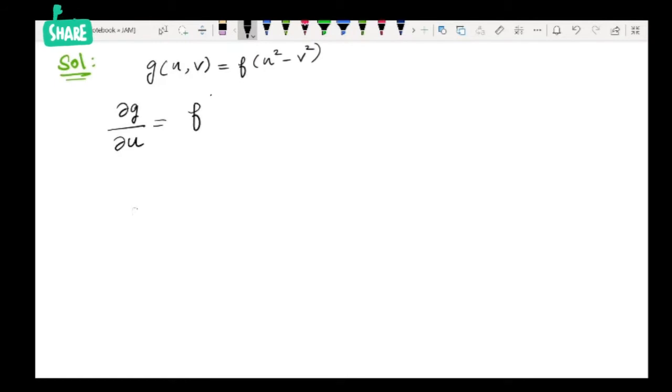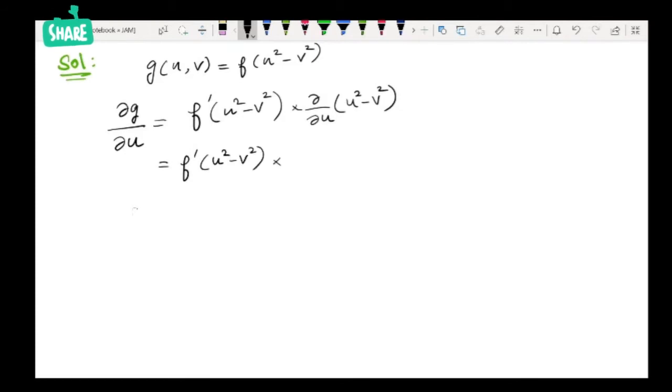So dou g by dou u, differentiating f first, f dash of u square minus v square, then we can differentiate u square minus v square with respect to u. So it will be f dash of u square minus v square, and this one will get 2u, and dou square g by dou u square is differentiating the above one with respect to u again.